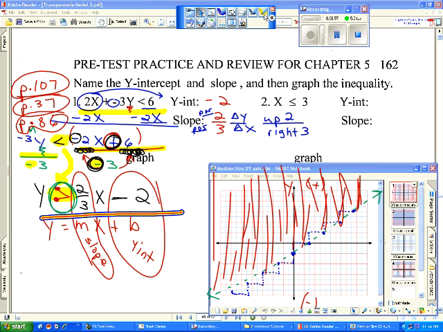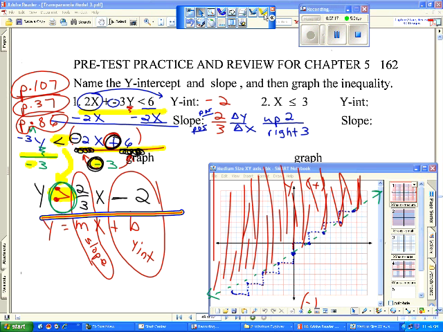Yes. Yeah, if you want to make sure I know it's dotted and you write dotted down, that's good. That's cool. Sometimes it's hard to tell. Any questions on number 1? Okay. You got it?